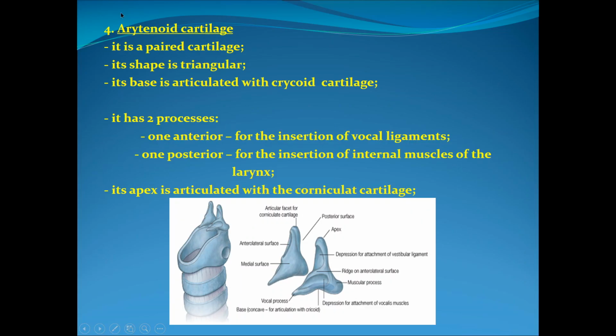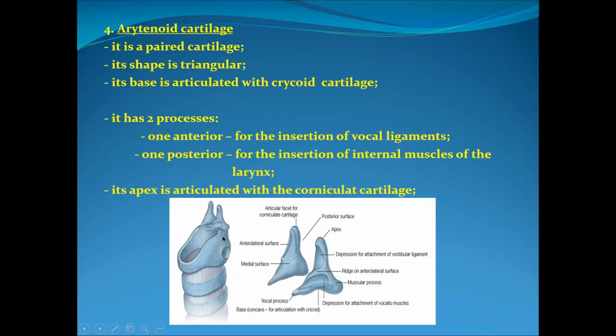Okay, so till now we saw the unpaired cartilages: thyroid, cricoid, and epiglottis. Let's see now the cartilages which are paired. Right here you can see arytenoid, the biggest paired cartilage. So there is one left and one right. They have a triangular shape. The base is articulated with the lamina of the cricoid cartilage.